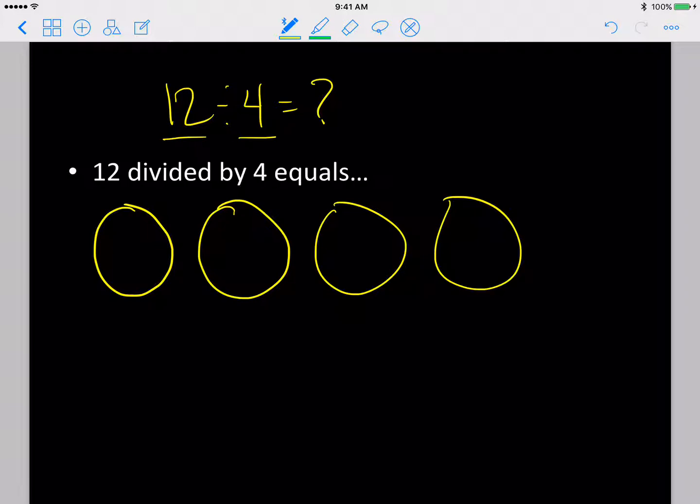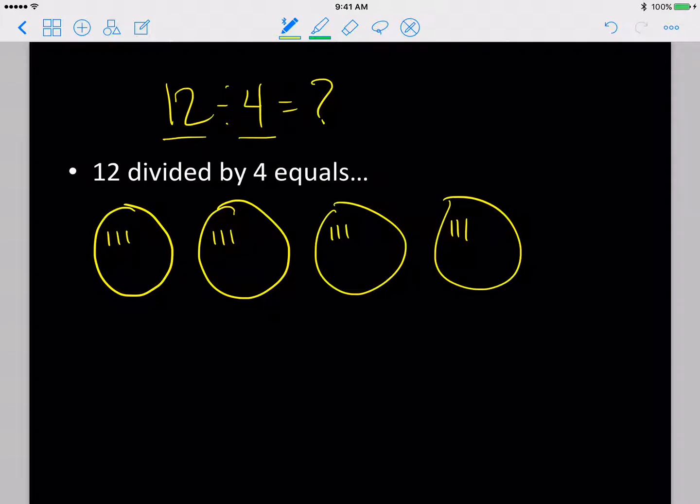So let's just start. We're going to start at 1. We're going to count to 12. We're going to put one object in each group. So 1, 2, 3, 4, 5, 6, 7, 8, 9, 10, 11, 12. Okay, now I stop. Is that my answer? No.